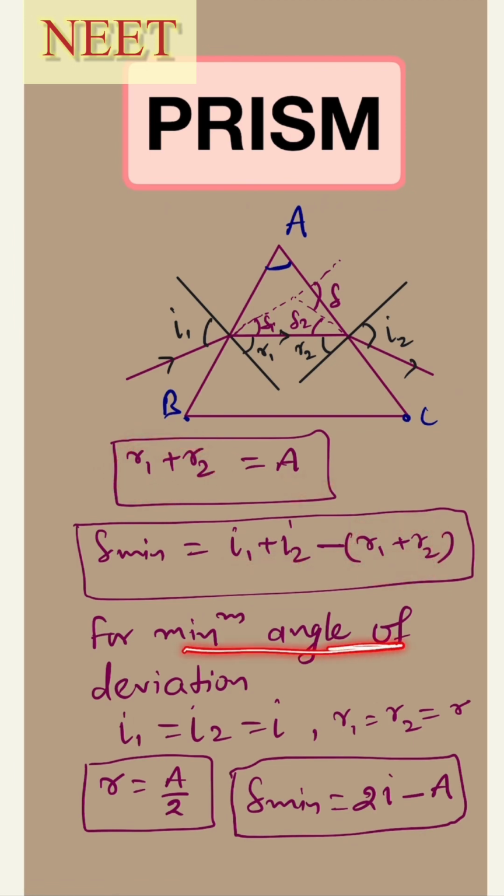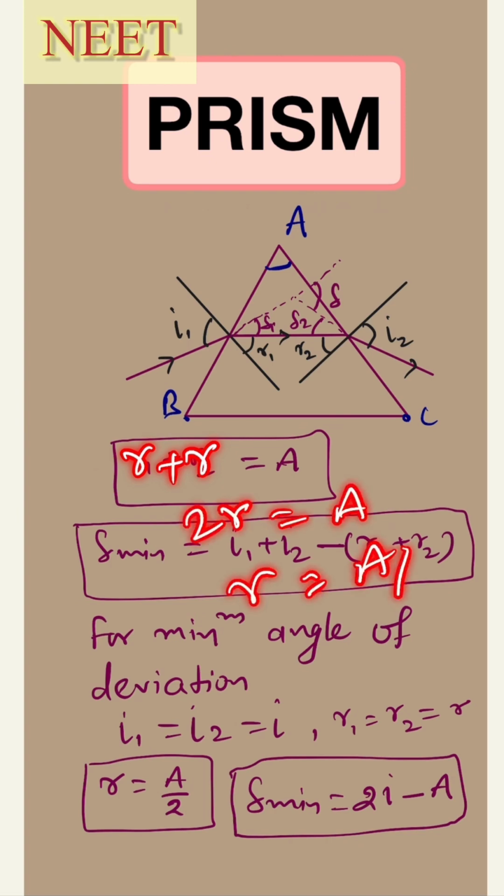So for minimum deviation condition, incident angle and emergent angle both must be equal. Because of that, you can see here I1 is equal to I2 is equal to I. I assume that both angles are I. Now, similarly, R1 and R2 must be equal, which I consider R. As you know, R1 plus R2 is equal to A. As both are equal, R plus R becomes 2R is equal to A. Then R is equal to A by 2.